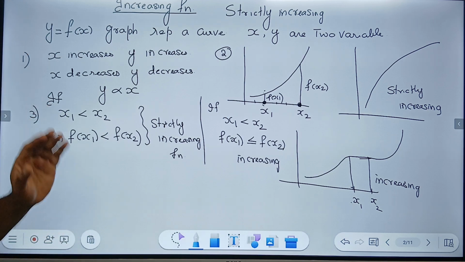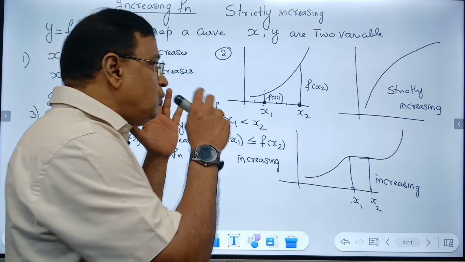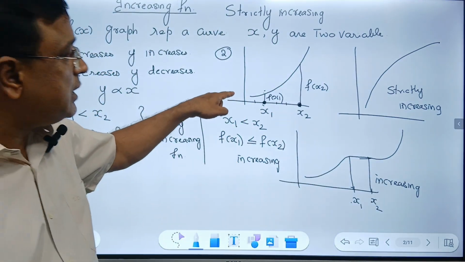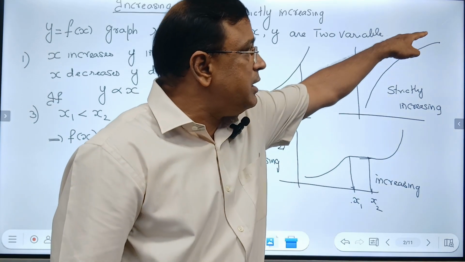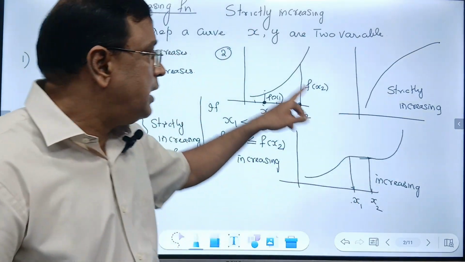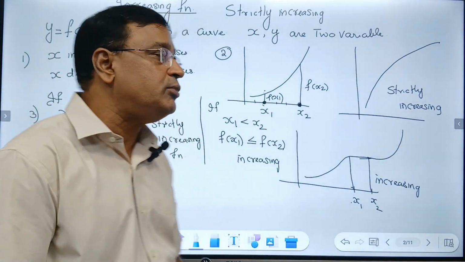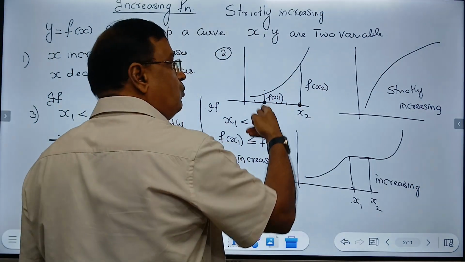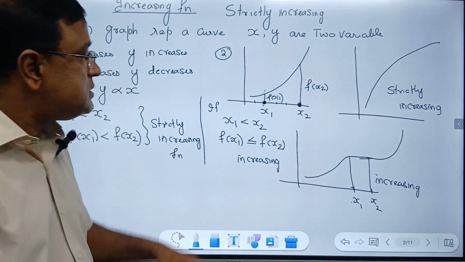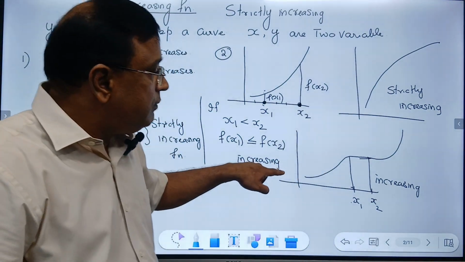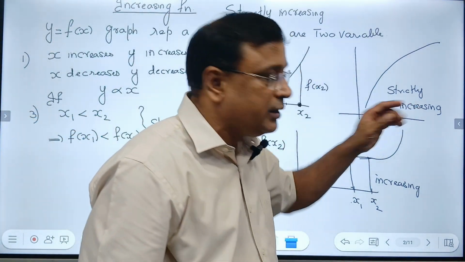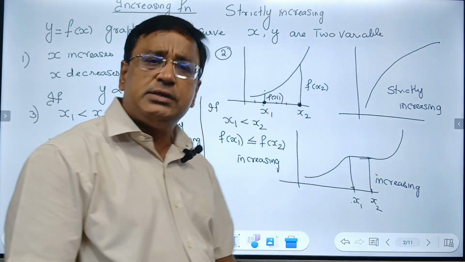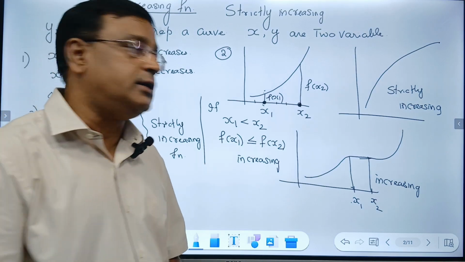Y is proportional to x. The second situation is, how do I visualize an increasing function? Visualization of increasing function can be like this. The graph can be like this, or it can be like this, or it can be like this. In the first and second case, it is strictly increasing because the values are not repeated for y. For different x value, y is different. Whereas in the third diagram, even though when x increases, y also increases, for some x1 and x2, y remains the same. So it is increasing, but it is not strictly increasing.